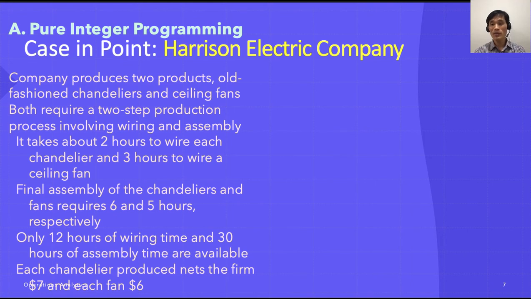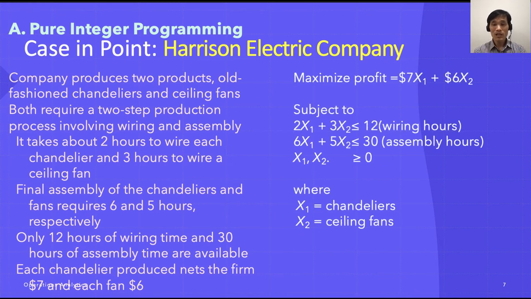The production capability is such that only 12 hours of wiring time and 30 hours of assembly time are available. If each chandelier produced nets the firm $7 and each fan nets $6, Harrison's production mix decision can be formulated using LP as follows. Maximize profit equals $7 times the number of chandeliers plus $6 times the number of fans.